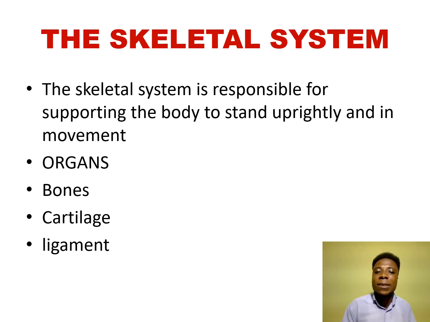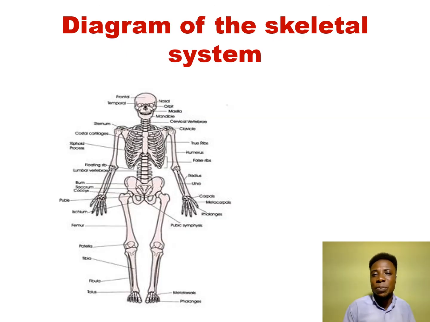Now, which organs? I've mentioned the bones. We have the cartilage and we have the ligament. The cartilage, at times you may chew a meat which looks very white in nature. It behaves as bone, but it is not bone. You can chew it. It behaves as a bone, but it is not bone. It is very white in nature. It is always attached to the bones. That is the cartilage. And we have the ligaments also.